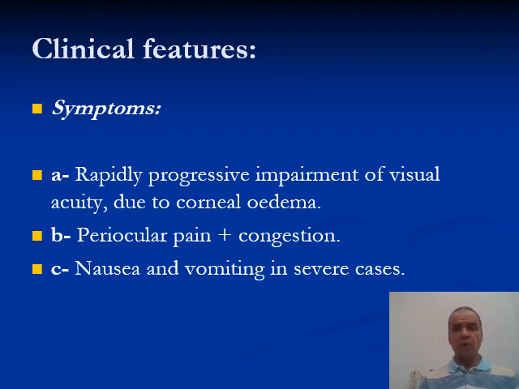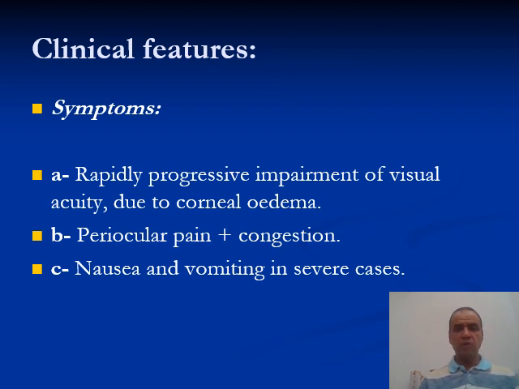Unlike primary open-angle glaucoma, which is usually symptomless, here there are severe symptoms. There is a progressive impairment of visual acuity, and this is due to rising of intraocular pressure, which leads to damage to the endothelium of the cornea and corneal edema.